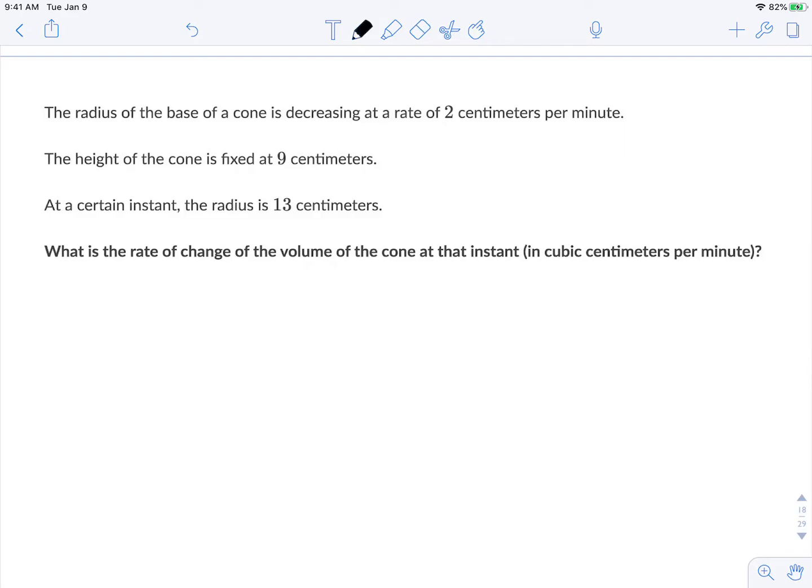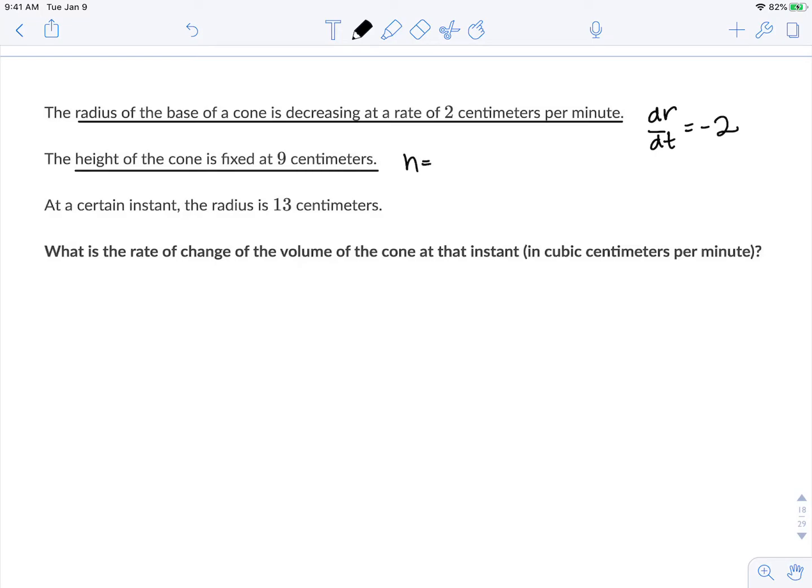The radius of the base of a cone is decreasing at a rate of 2 centimeters per minute. So this tells us that, of that cone, dr/dt is -2. The height of the cone is fixed at 9 centimeters, so h equals 9. At a certain instant, the radius is 13 centimeters. What is the rate of change of the volume of the cone at that instant?